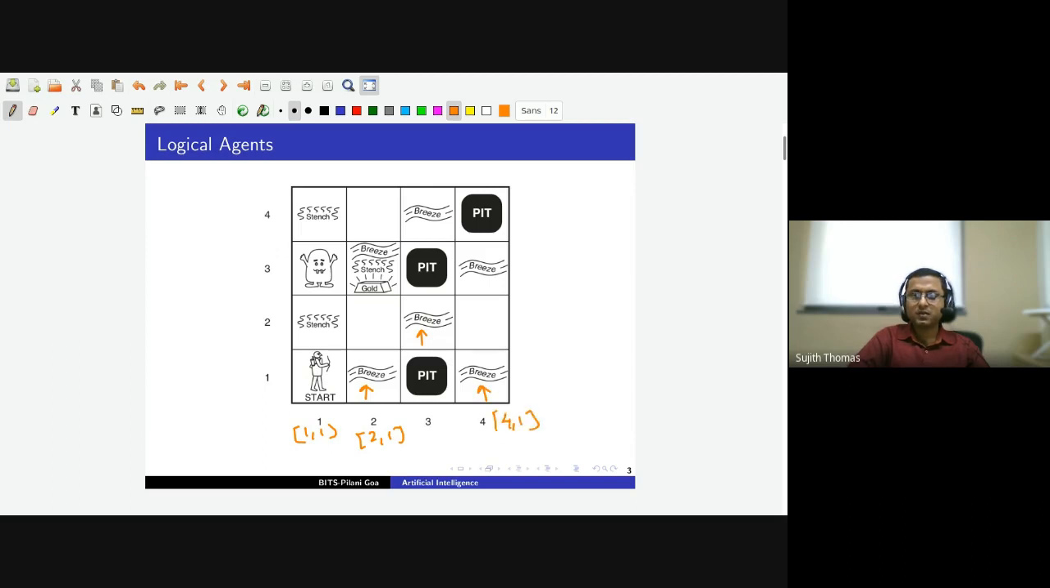So the rooms adjacent to the pits will have a breeze, and the rooms adjacent to the Wumpus will have a stench. So it seems the Wumpus emanates some smell, and that can be detected from adjacent rooms. Another important thing is that the agent can perceive only the current cell. The agent can perceive stench and breeze, and there are a few other things it can perceive. The point is that the agent can perceive only what is present in the current cell. To perceive the things in the next cell, it has to first move to the next cell.